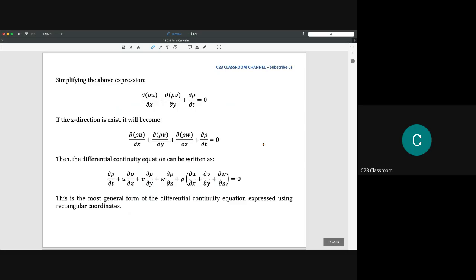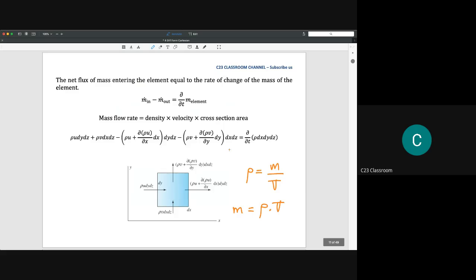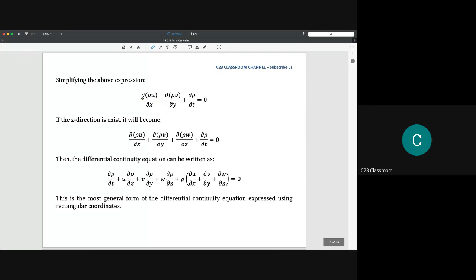So, and then if you simplify this one, I hope you could do this. Okay, if you solve this equation, finally you could write it as del rho u over dx plus del rho v over dy plus d rho over dt is equal to 0. Okay, and then if we want to add the z direction, we could simply add del rho w over dz, where rho is the density and w is the velocity on the z axis, and then equal to 0.